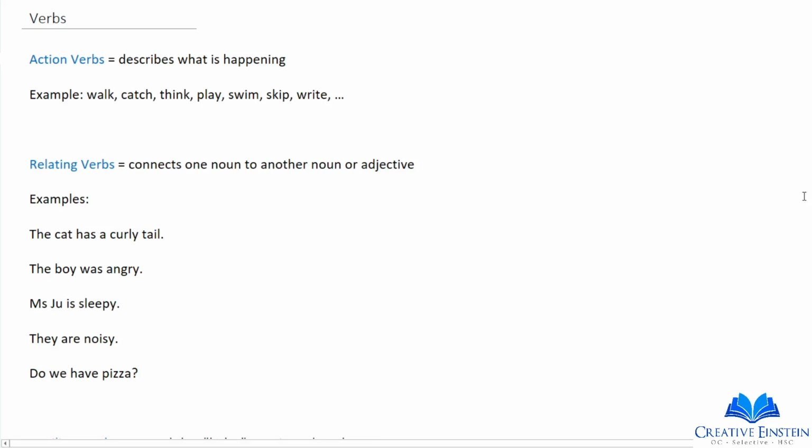Now verbs are incredibly important, and that's because in every single sentence there must be a verb. If there is no verb, then it's not a sentence.